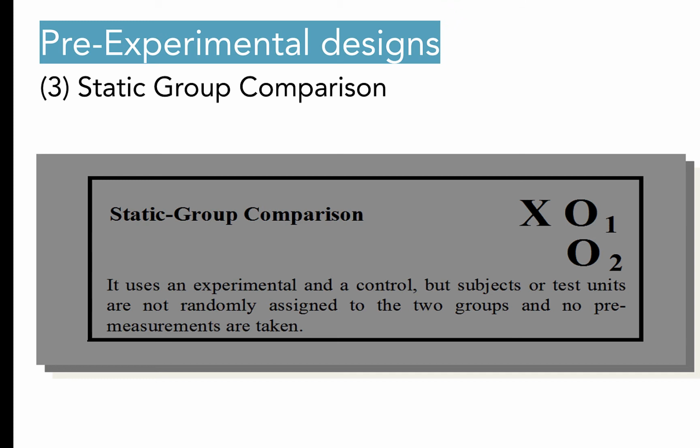Now, for them, you ask the same question: how do you feel about a certain topic? If there is any difference between O1 and O2, so between the experimental group and the control group, that is an indicator of the effect. However, you still have a design that is very flawed and very prone to confounds.